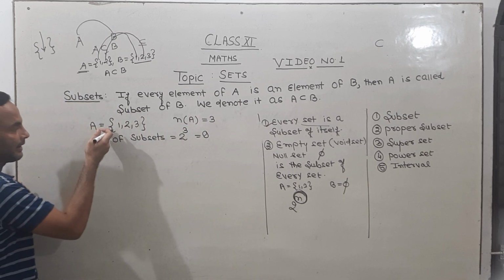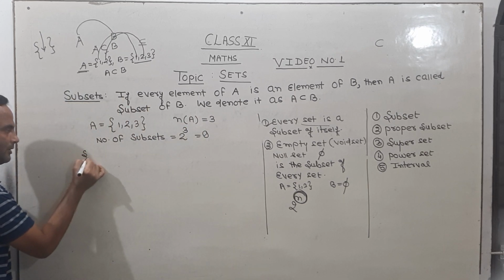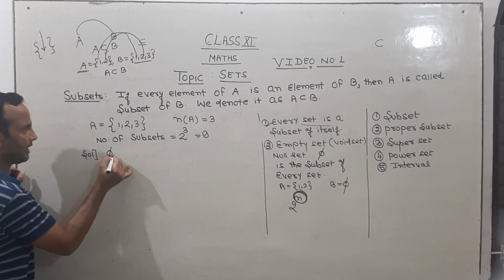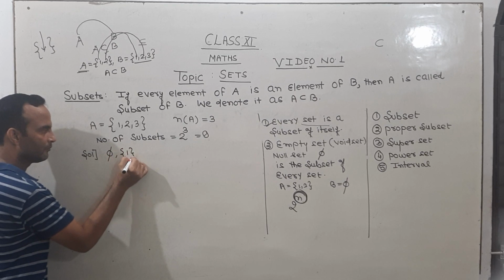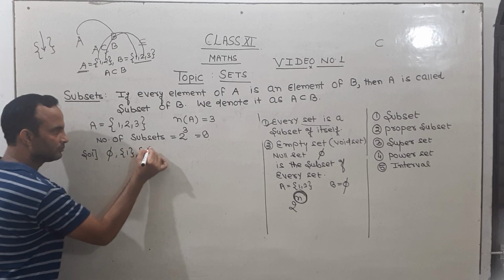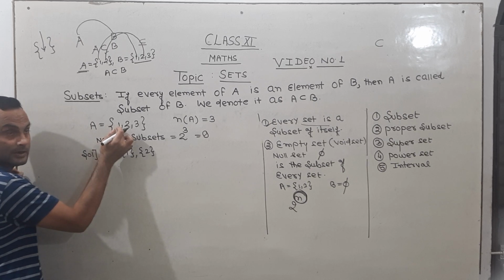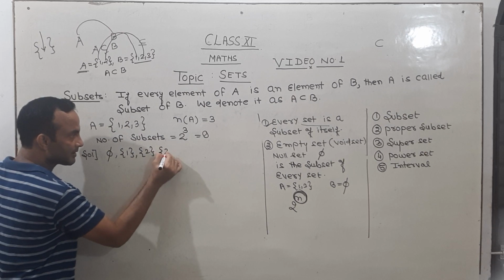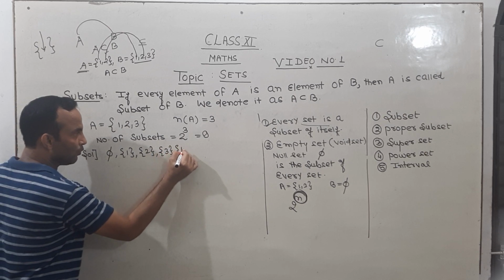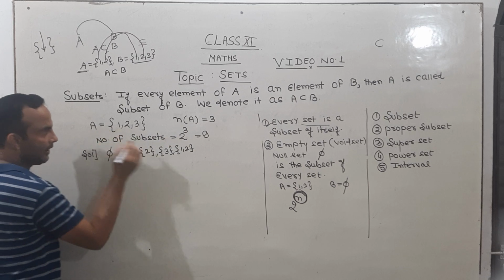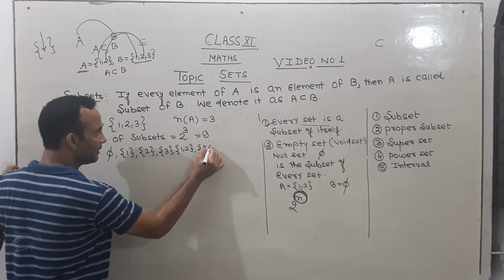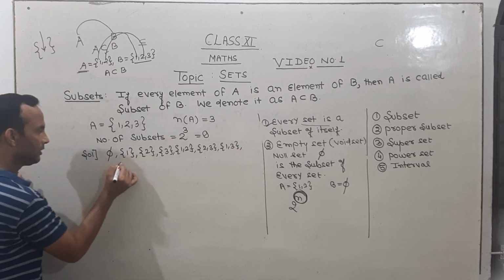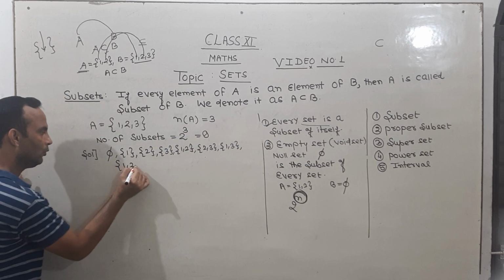Now write down its subsets. Solution: ∅, because ∅ is the subset of every set. After that you can see {1}, {2}, 1 is the subset of A. You can see 1 is present here, 2 is present here, 3 is the subset. After that {1, 2}, okay. Then {2, 3}, then {1, 3}, and the last one is again set {1, 2, 3}.